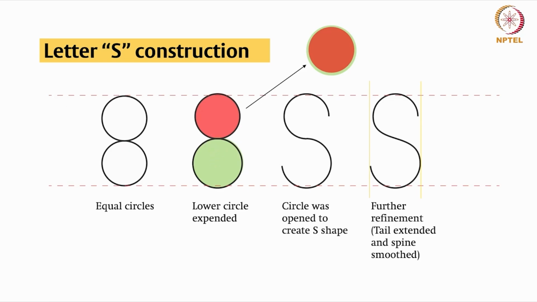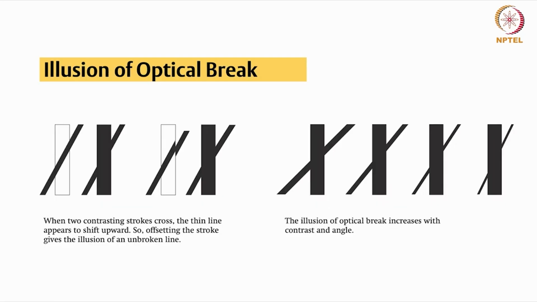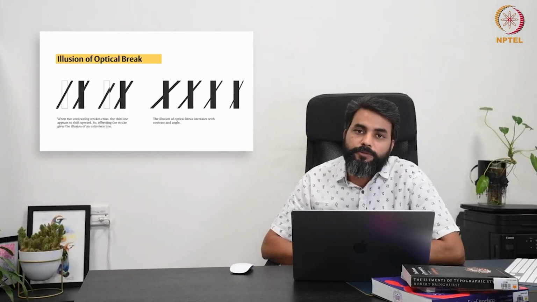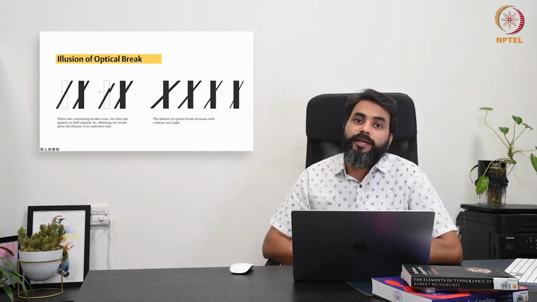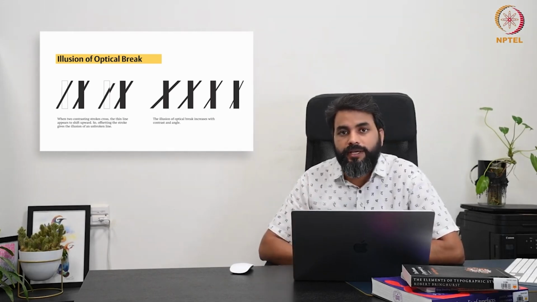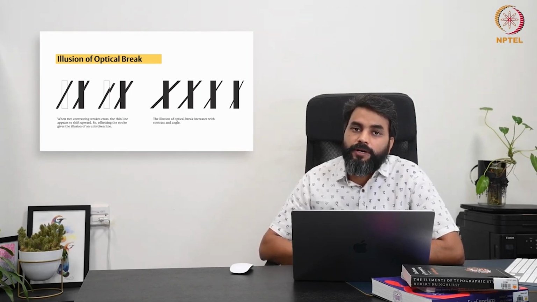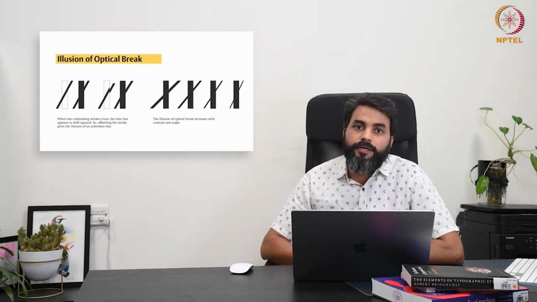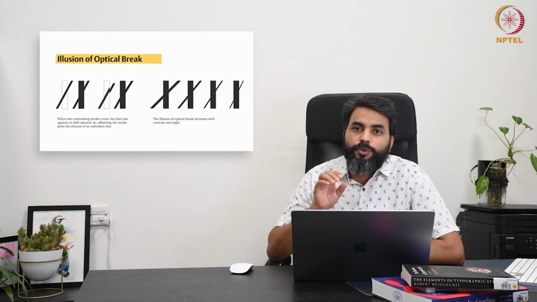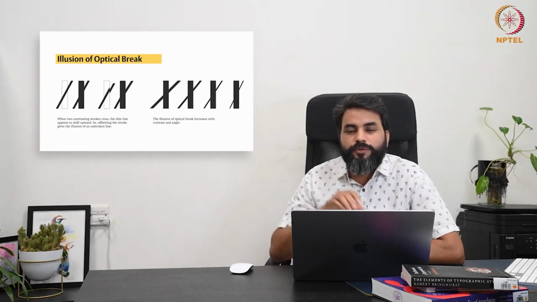The illusion of optical break in letter form construction is a technique used in typography to address visual inconsistencies that occur due to the way our eye perceives shapes, especially in areas where strokes are connected or intersect. So this is another important aspect to look at when you are crafting your letter, where you have an intersection or connection within the letter form. This technique helps create a sense of balance, continuity, and clarity by adjusting the letter form to counteract these visual issues.